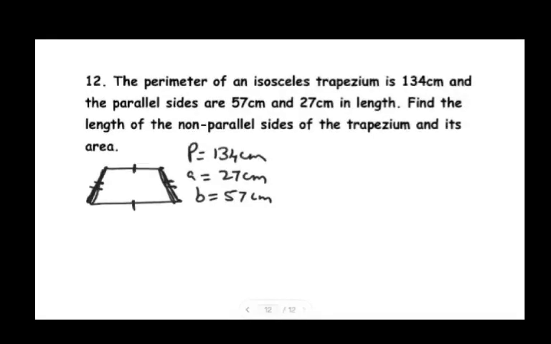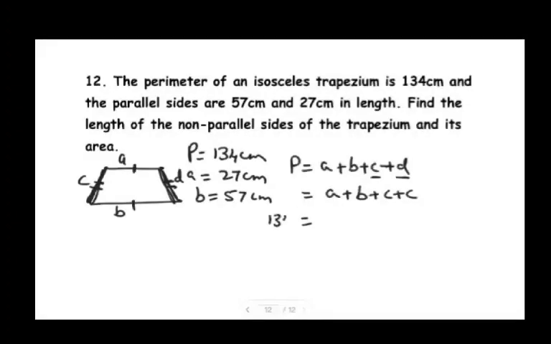What is the formula of perimeter, children? Height is not given, but the perimeter is given. If I name the sides A, B, C and D, the perimeter will be A plus B plus C plus D. I know C and D are equal, so instead of writing C and D, can I write both as C? Yes, I can. Perimeter is 134.